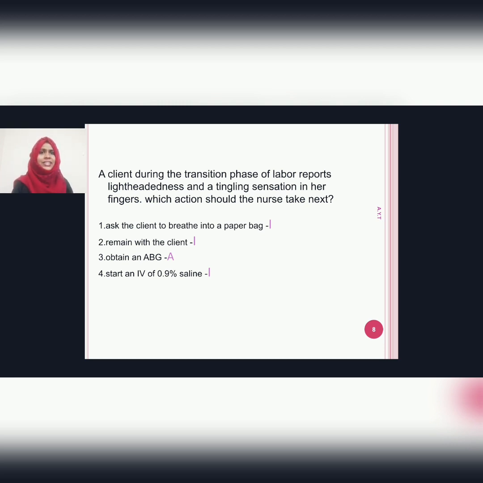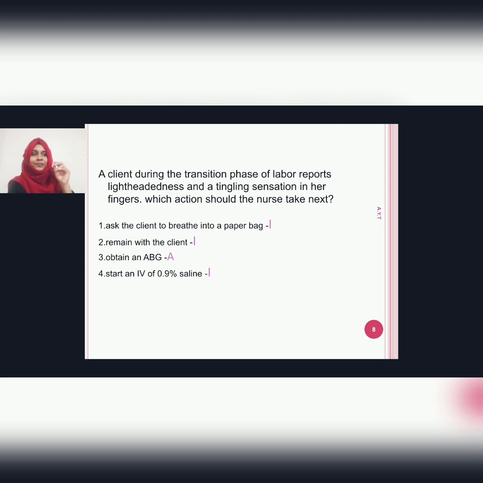Something implementation. Obtain an ABG. Obtain an ABG, that means here in ABG for hyperventilation, what can we check? We can check for carbon dioxide. So this is something giving you data, so it belongs to assessment. Start an IV. It will be implementation. So now we categorize all those things in the second step, whether it is implementation or assessment.